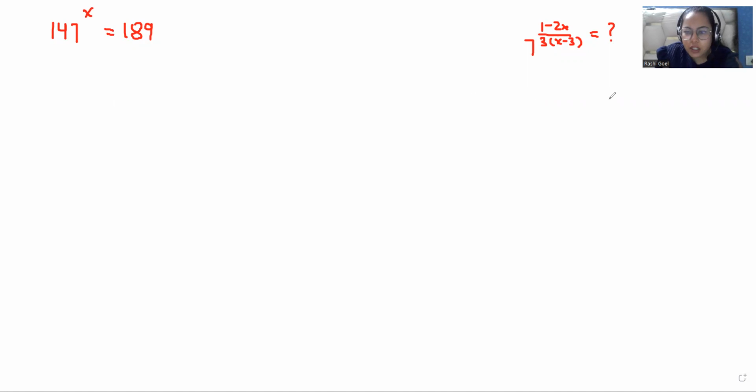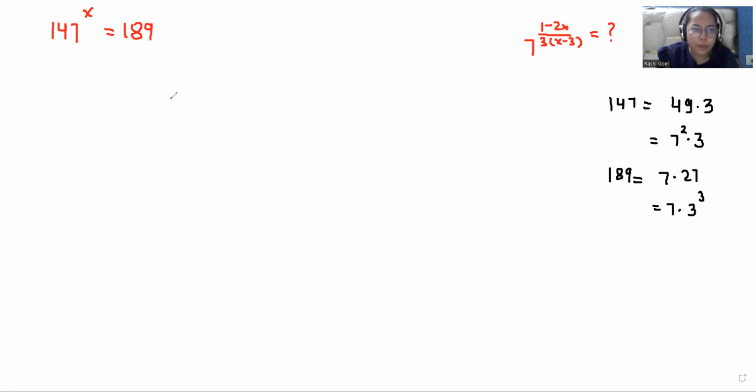As 147, I can write it as 49 times 3, and 49 I can write as 7 square times 3. Similarly, 189 I can write as 7 times 27, and 27 as 3 cube. So I'm going to replace this. So I can write here (7 square times 3) whole power x is equal to 7 times 3 cube.